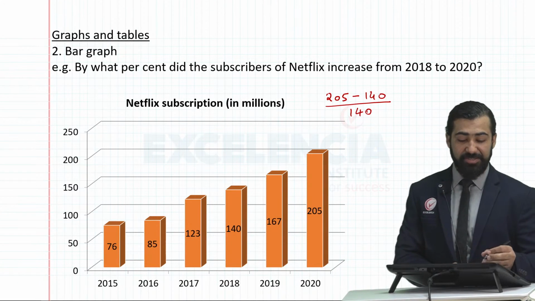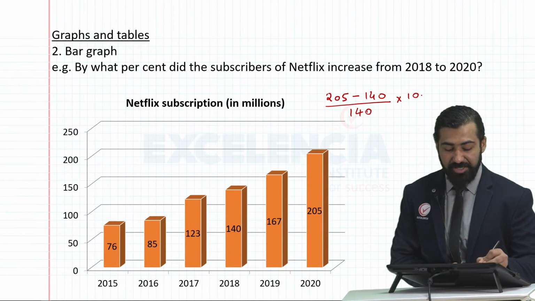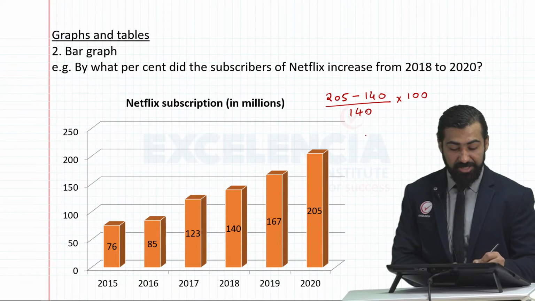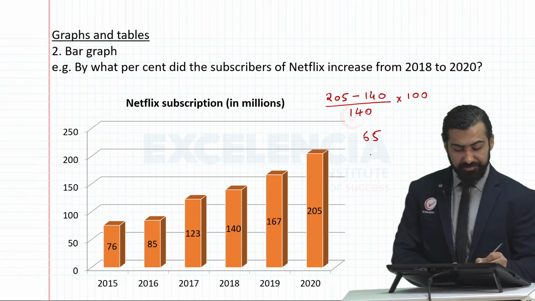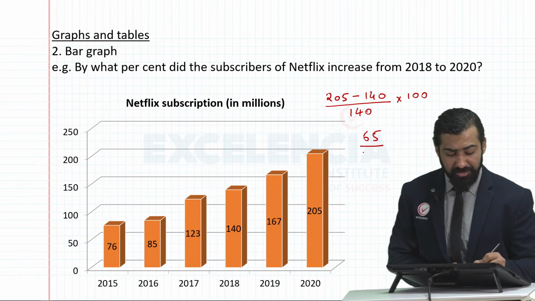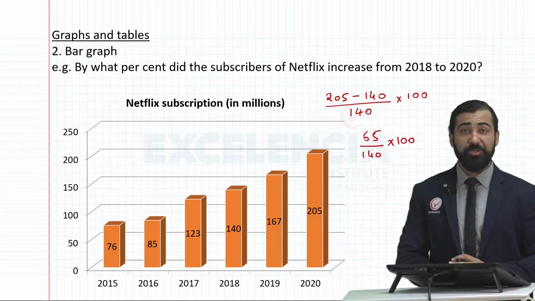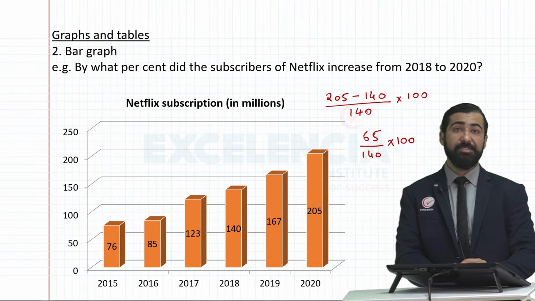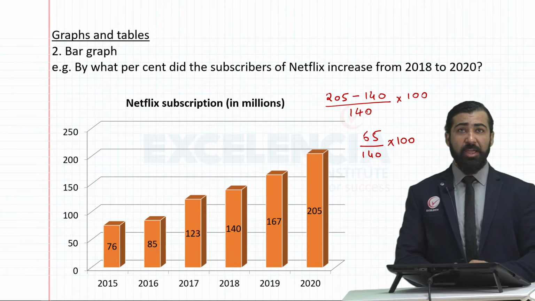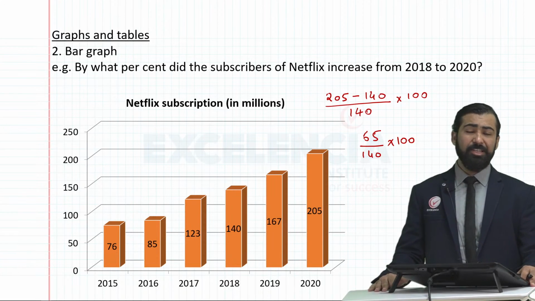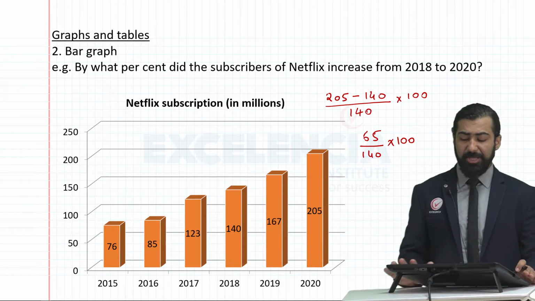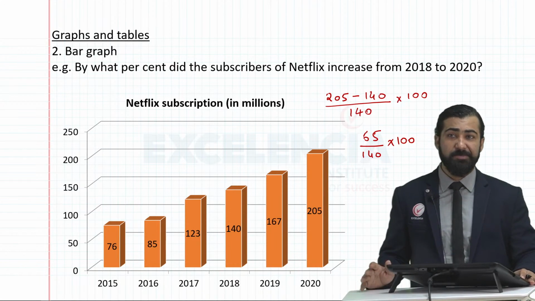Since this is percentage, times 100. So that gives me 65 over 140 times 100. Whatever this value comes out to be, that's our total percentage increase in the number of subscribers. So we should be able to read bar diagrams, bar graphs.